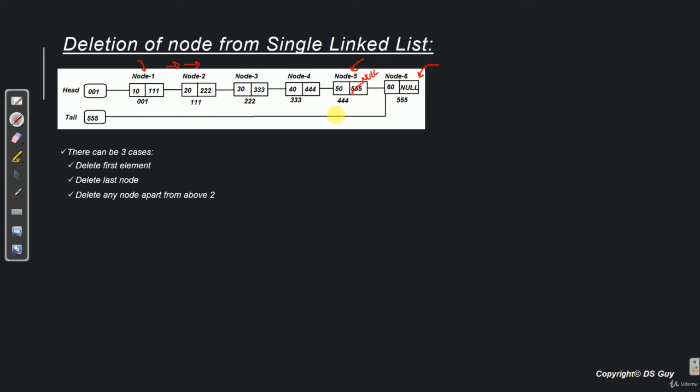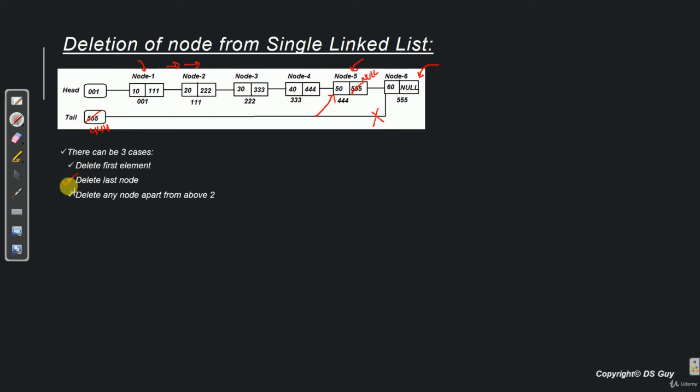The next thing that we have to do is update tail, because tail always points to the last node of the list. So we have to update it to 444. This link over here gets destroyed and tail will start pointing to node 5. Now as we can see, node 6 is not being pointed to by anything anymore. Hence it is eligible for garbage collection and it will automatically get destroyed. So that was all about deleting the last node.